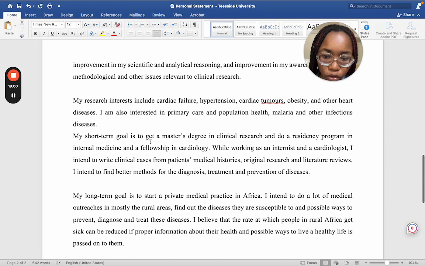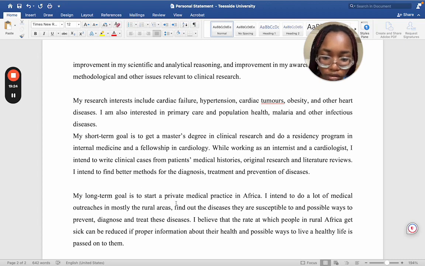My short-term goal is to get a master's degree in clinical research and do a residency program in internal medicine and a fellowship in cardiology. While working as an internist and a cardiologist, I intend to write clinical cases from patients, medical histories, original research, and literature reviews. I intend to find better methods for the diagnosis, treatment, and prevention of diseases.